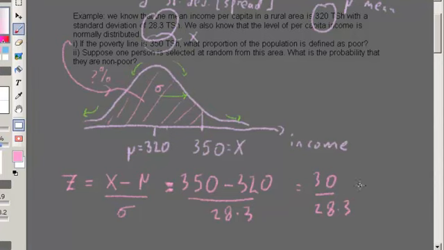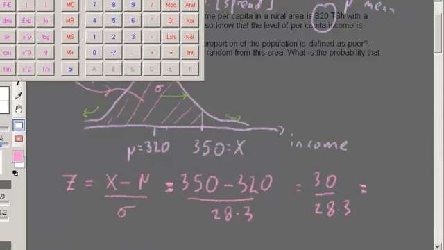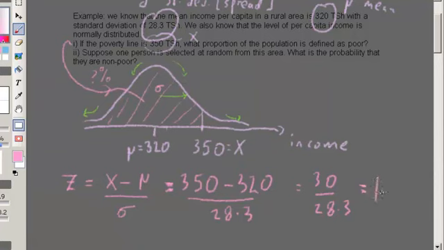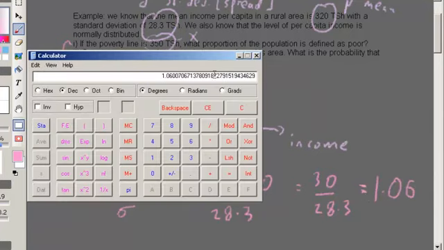Unless you're very good at calculation, you can't do that exactly in your head. That's 1 point something. So we'll grab hold of our friendly calculator. We'll put in 30 divided by 28.3. That's 1.06, so about 1.06. Yes, 1.06 is pretty accurate.